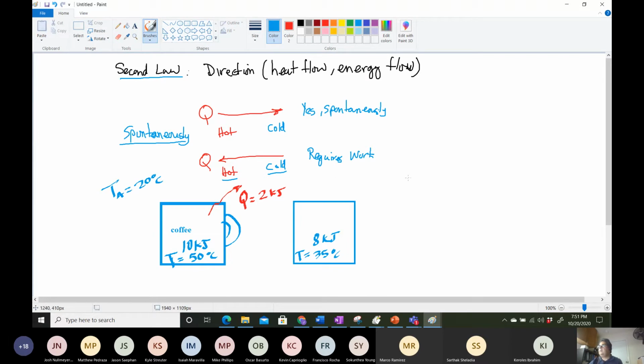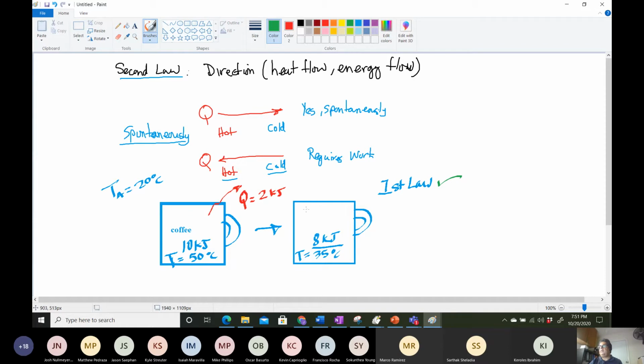So this is covered by the first law. All the first law tells us is that we had some energy loss, and the energy went from 10 kilojoules to 8 kilojoules, and we had a drop in temperature, and that's it. So we satisfy the first law of thermodynamics.